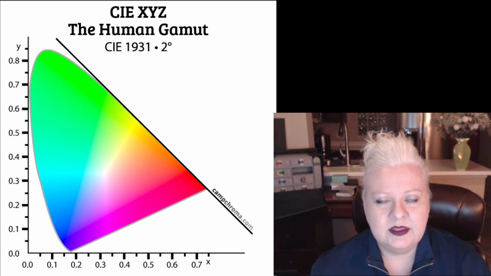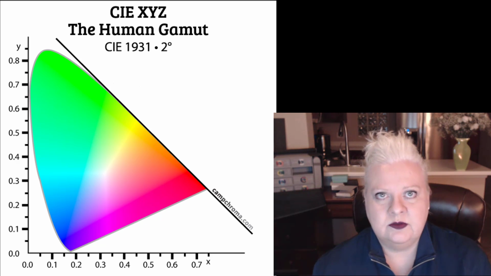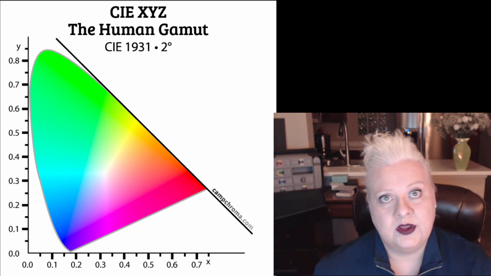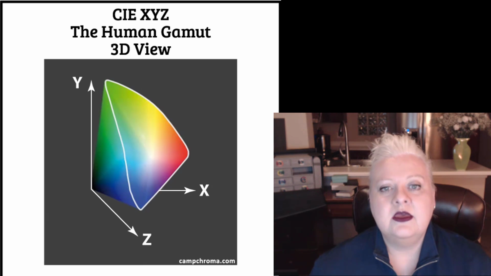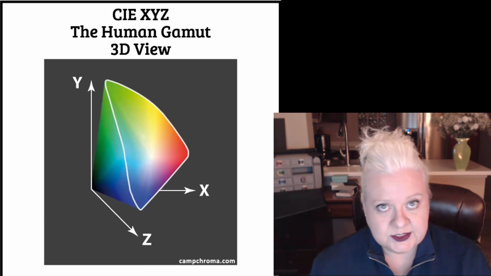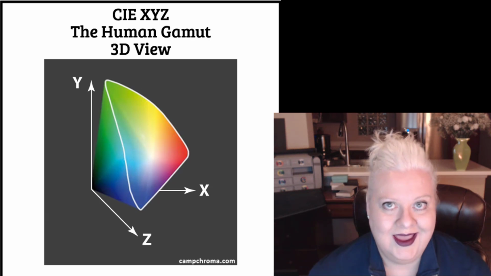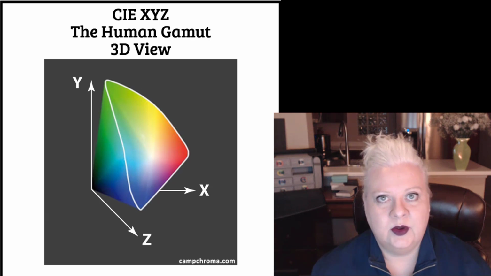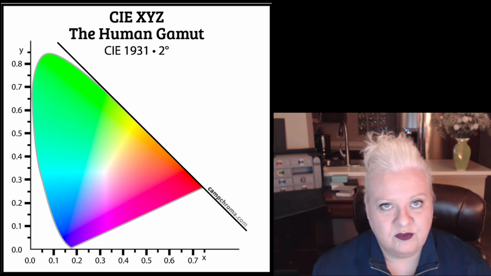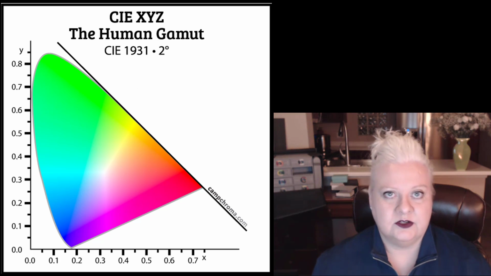This diagram is only a two-dimensional diagram of a three-dimensional color space. My color wheel, the Color Strategist color wheel, is a two-dimensional diagram of a three-dimensional space. The tints, tones, and shades are implied. The color wheel, the diagram, is just one slice from the middle of the color space.